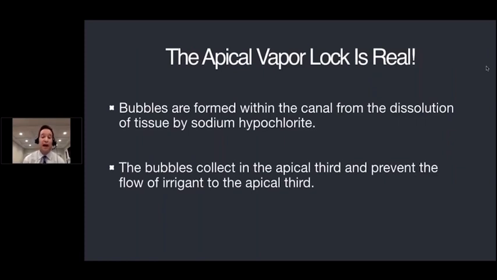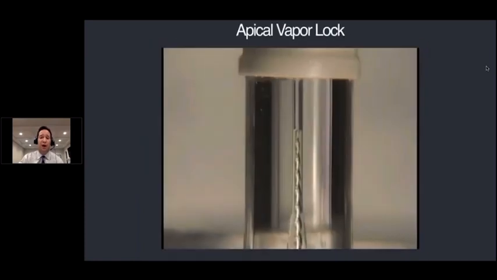The apical vapor lock is something you may have heard about or read about. But these bubbles that form from the contact of sodium hypochlorite in the canal against tissue, they collect in the apical third, and they become a barrier to allowing the solutions to reach the apical third. So, a couple of videos here I hope you'll be able to see as I transition into them.